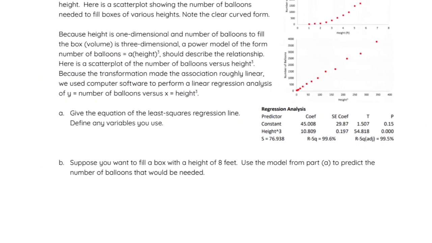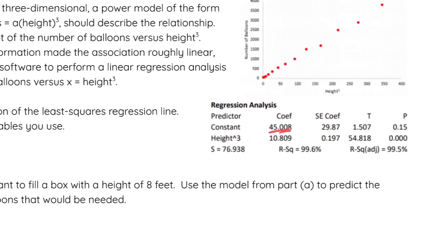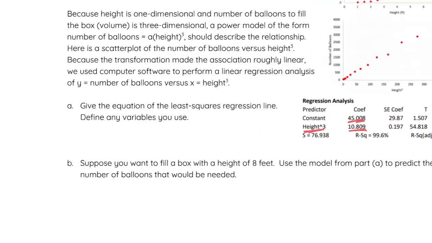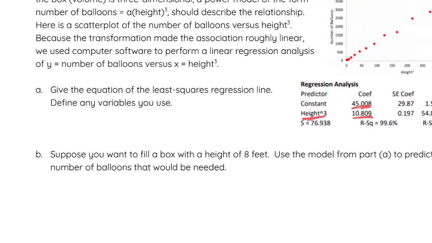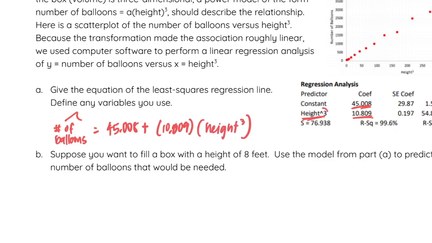We are given our regression analysis. The constant is our a value, our y-intercept. The number next to our variable is going to be our slope. So I'm going to write this. Our least squares regression line is: hat number of balloons is equal to 45.008 plus 10.809 times height cubed. They gave us that they had to cube the x values.